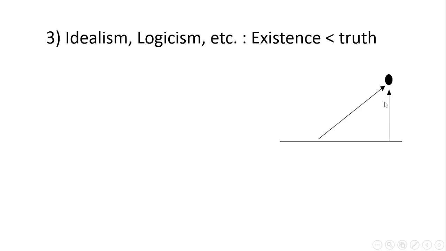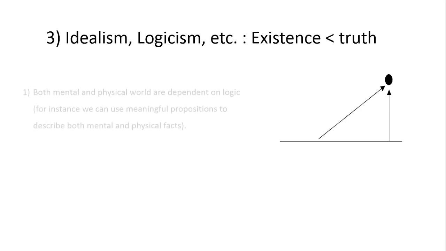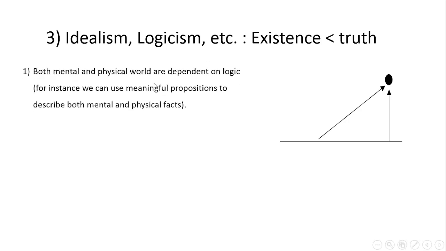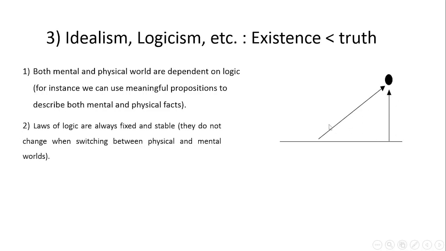So an argument for this would be something like that. Premise 1. Both mental and physical worlds are dependent on logic. For instance, we can use meaningful propositions to describe both mental and physical facts. And as you know, logic is fundamentally epistemological. Premise 2. Laws of logic are always fixed and stable. They do not change when switching between physical and mental worlds. Premise 3. Therefore, laws of logic are in fact describing one type of truth or one ultimate reality.